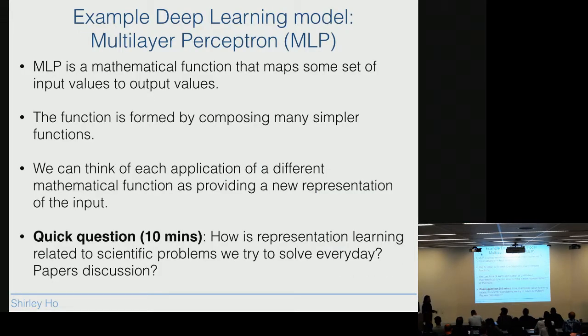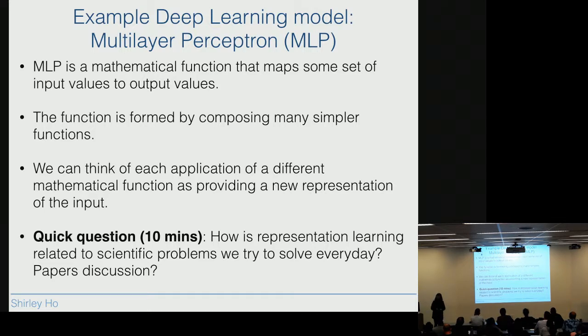An example deep learning model, the multi-layer perceptron, the simplest one, is a mathematical function that maps some set of input values to output values. The function is formed by composing many, many simpler functions. That's the idea of hierarchical, simpler concepts, and that's the deep part. We're going to think of each application of a different mathematical function as providing a new representation of the inputs.